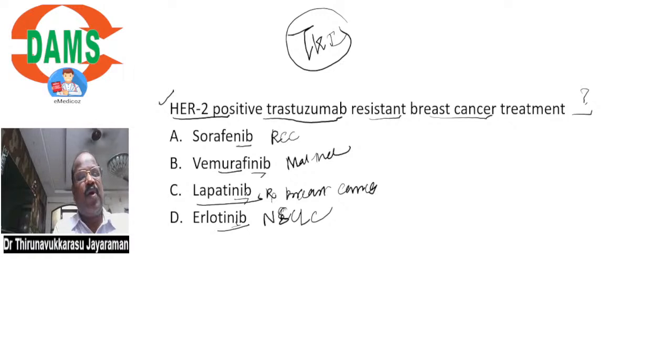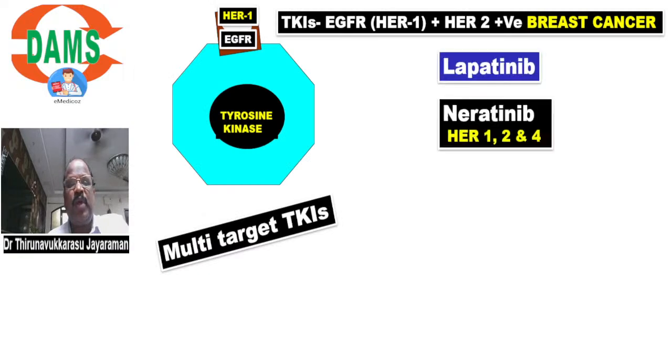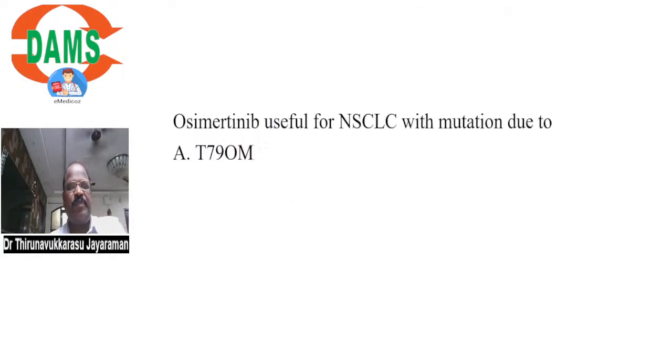Actually, all the -nibs are tyrosine kinase enzyme blockers. For trastuzumab resistant breast cancer, that too HER2 positive cancer, we can go for lapatinib. Actually, we have two important drugs. One drug is called lapatinib. It is active against HER1 and HER2 positive breast cancer. And one more newer drug is called neratinib. It's useful for HER1, HER2, and HER4 positive breast cancer. Okay, I think it's a simple question. Lapatinib is useful for HER1 and HER2 positive breast cancer. One more latest is neratinib.